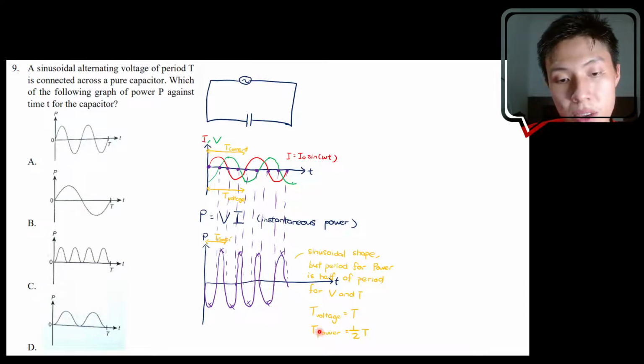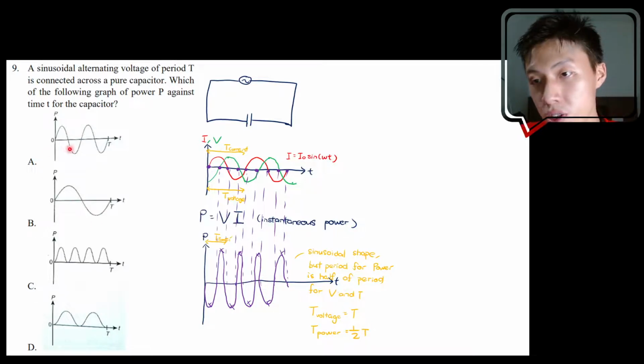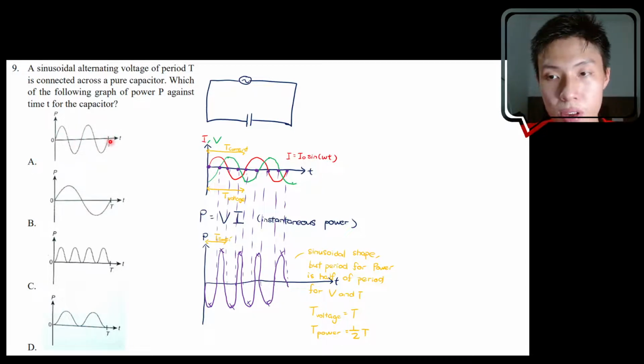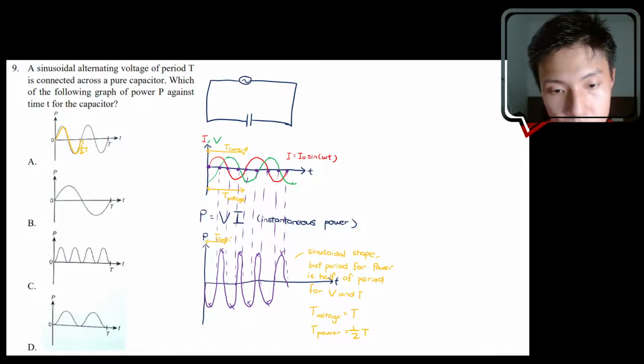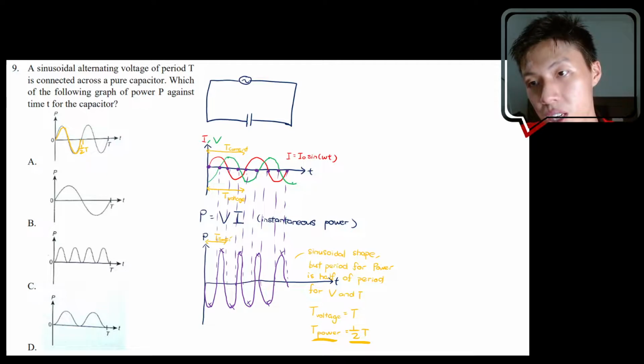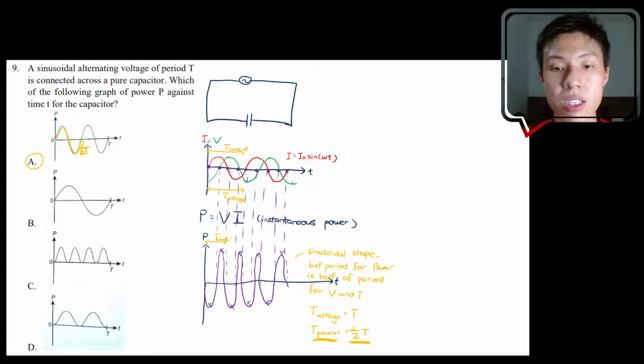Then this will be the period. So one complete oscillation will take half of the period for voltage to complete. That's why you can see that it needs to complete 2 oscillations to reach the period of the voltage. You can put your half T over here. Then this is one single complete oscillation. So this is T power. The amount taken is half of T, as we mentioned right now. So this will be the answer over here.